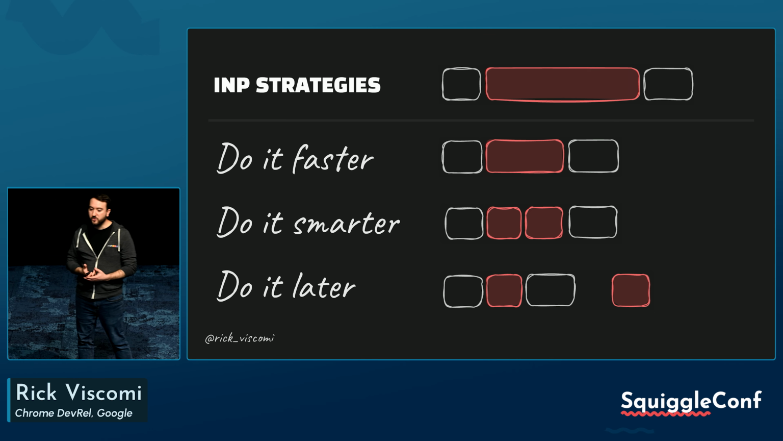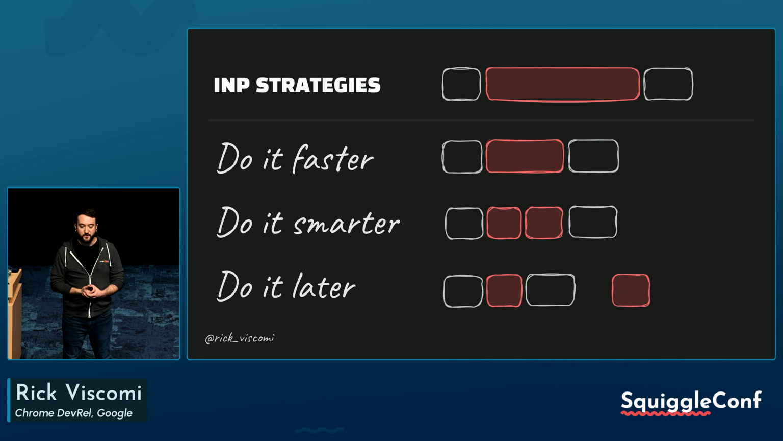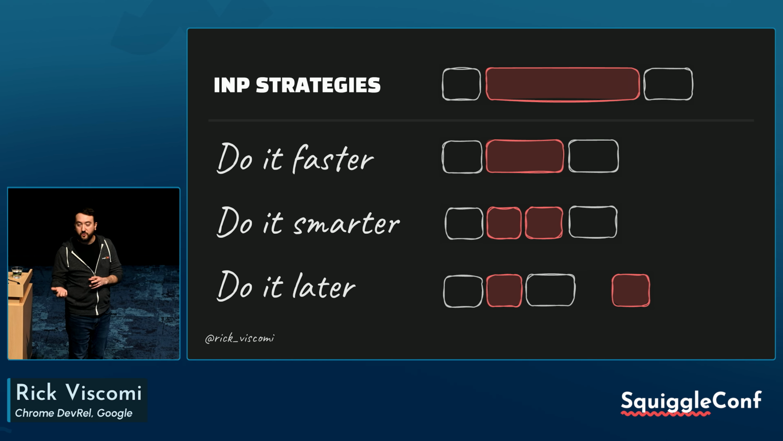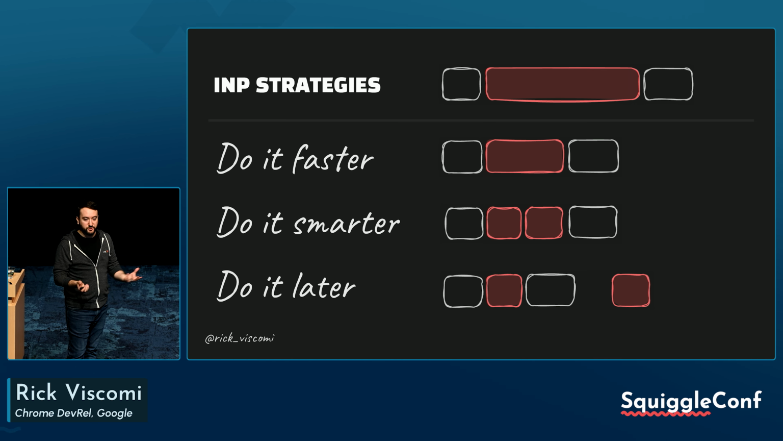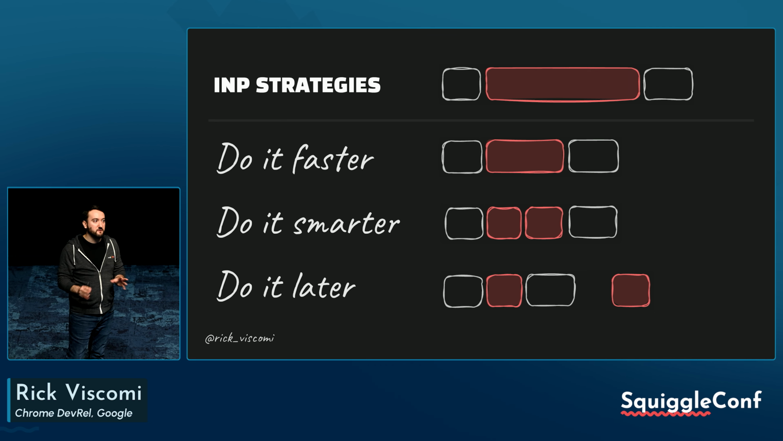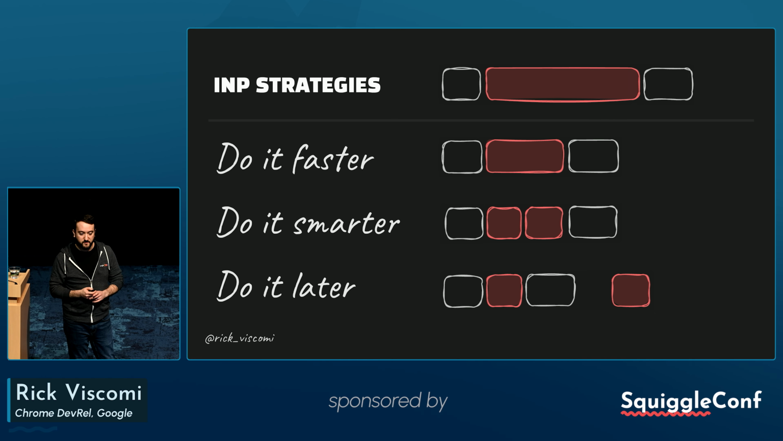Okay, so once you've found the code responsible for a slow interaction, how do you fix it? There are basically three approaches. Do it faster, do it smarter, and do it later. Depending on what your code is doing, you might only be able to employ one or two of these strategies, and that's okay. Whatever you can do to get off the main thread sooner will be good for performance and INP. So let's talk about them in a bit more detail.